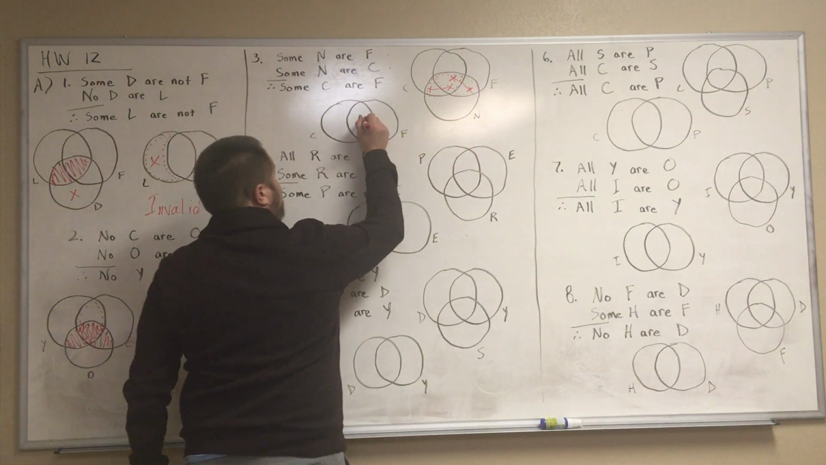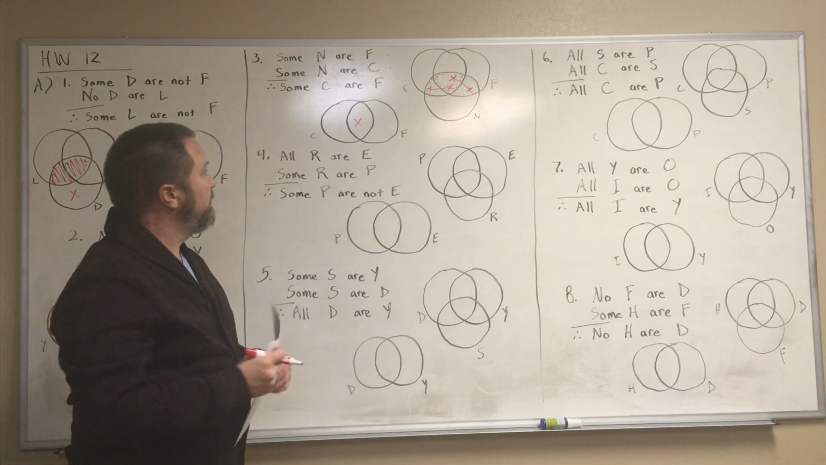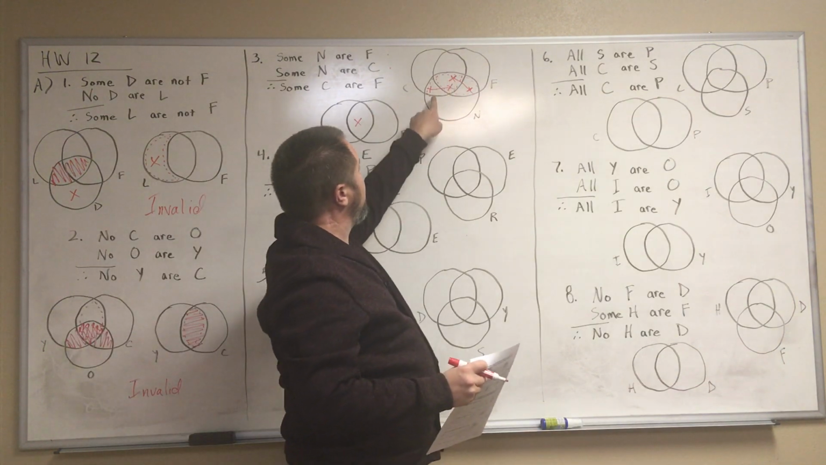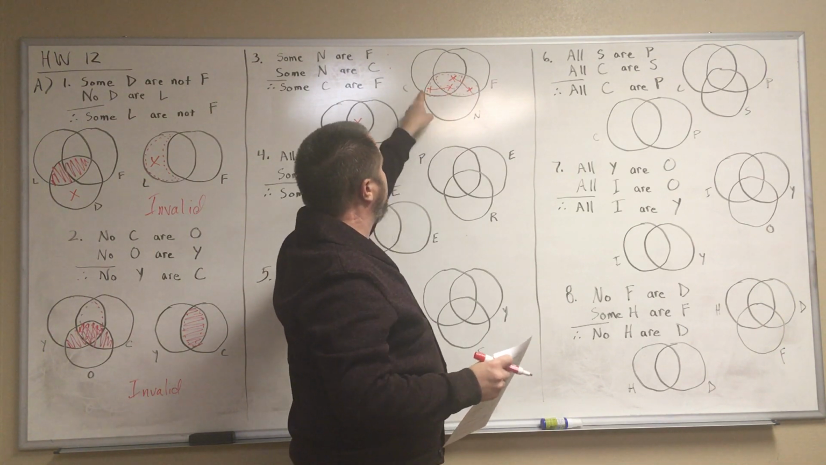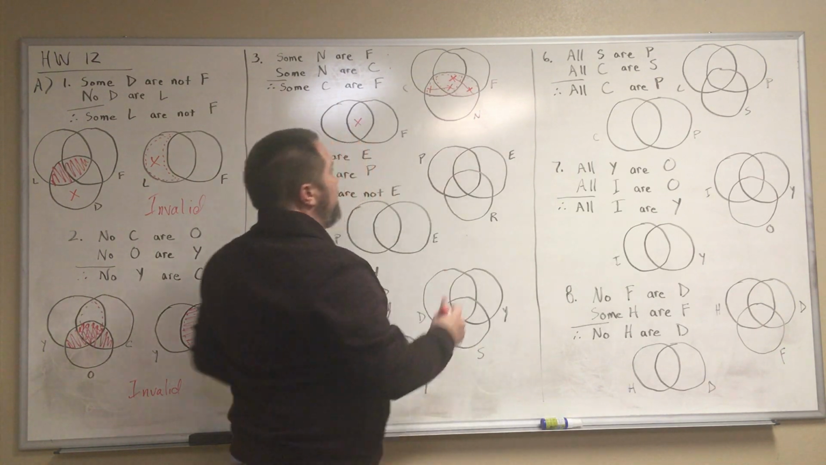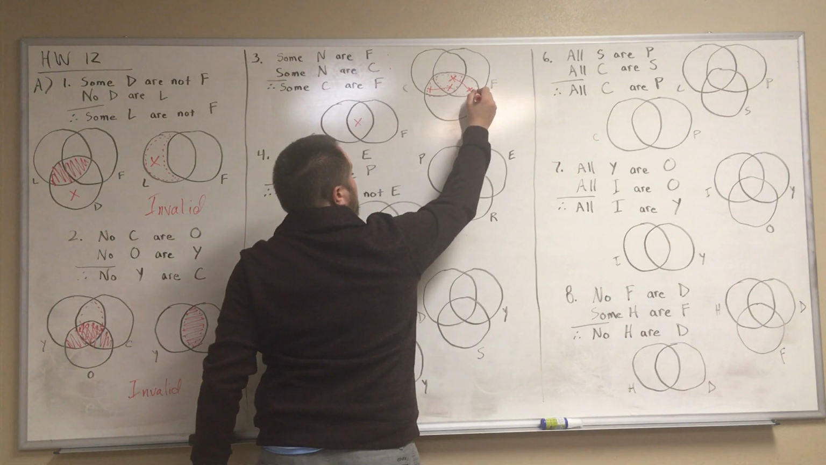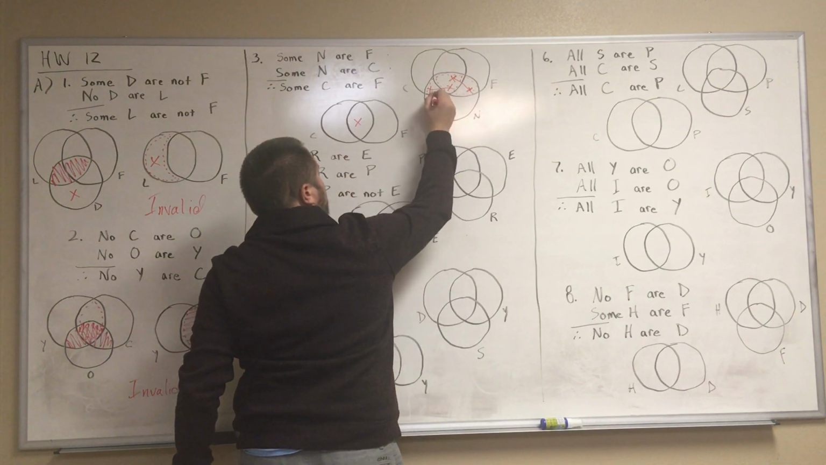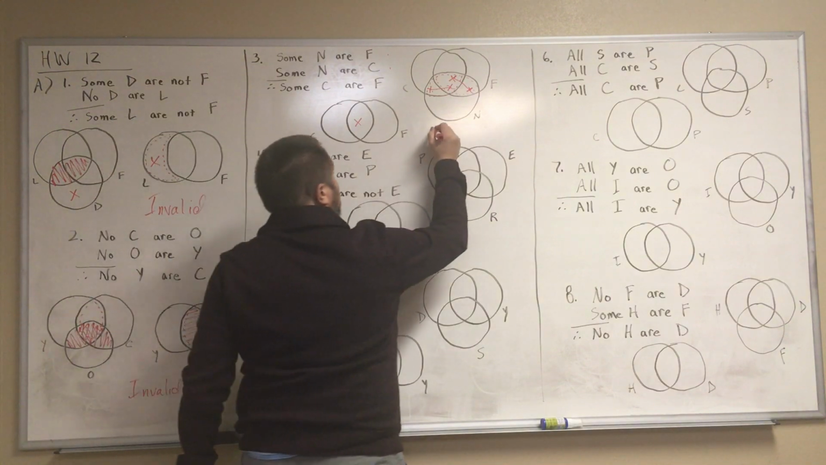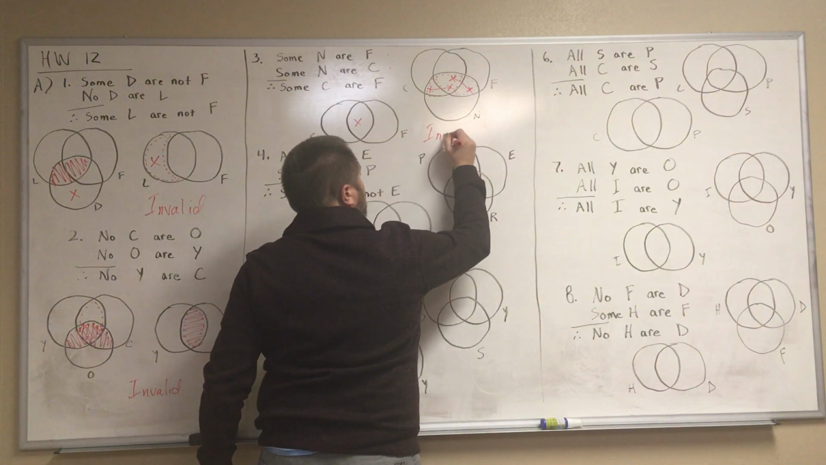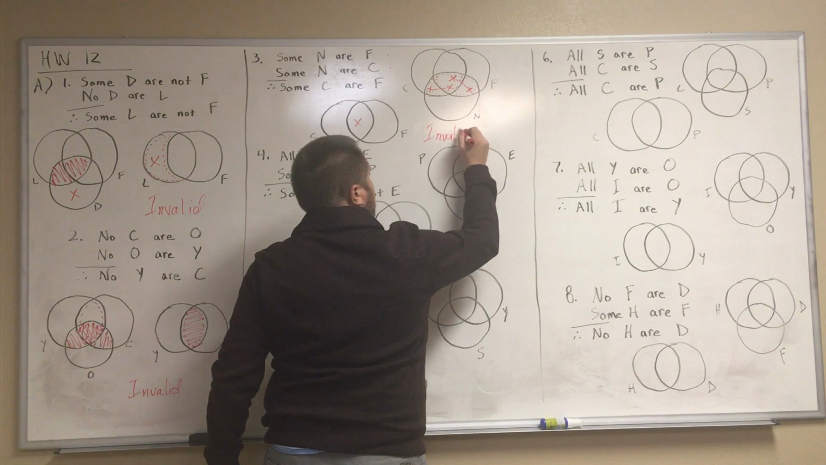And then some C are F is the conclusion. Again, we know that there's an X somewhere in this football, but it could be over here on the F side, and this one could be over here on the C side, so we don't know for sure. And if we don't know for sure, it is invalid.